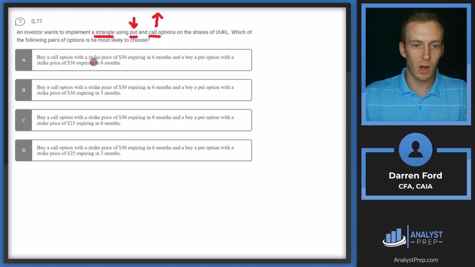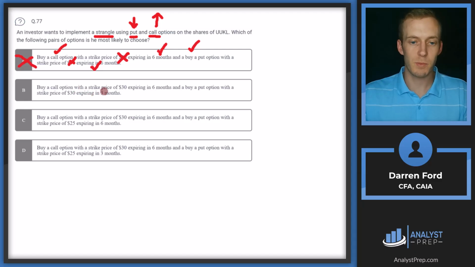So we've got A, buy a call option with a strike price of $30 expiring in 6 months, and buying a put with a strike price of $30 expiring in 6 months. So we're buying both the options, that's good, and we've got the same expiration date, 6 months, but where we mess up here is that the strike price is the same. This is going to be a straddle strategy, not a strangle. So we can go ahead and rule out A.